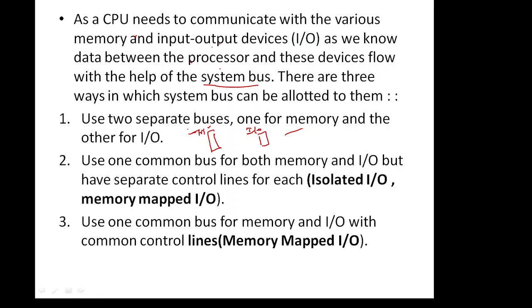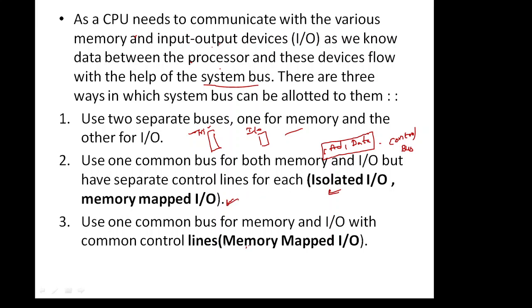And the next one is to use one common bus for both memory and IO but have separate control lines. One common bus in the sense that here the address bus and data bus are common, but the control bus is different. Use a different control bus. This type of thing we call isolated IO. Isolating the controls of IO, this we call isolated IO.